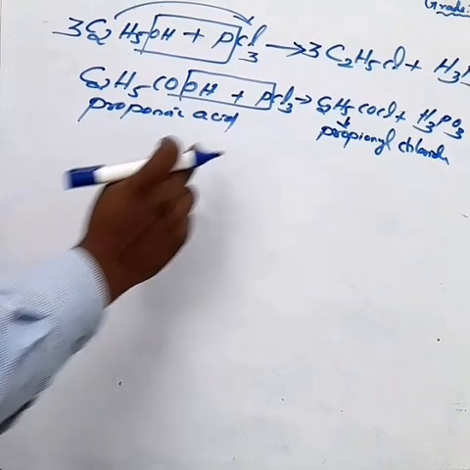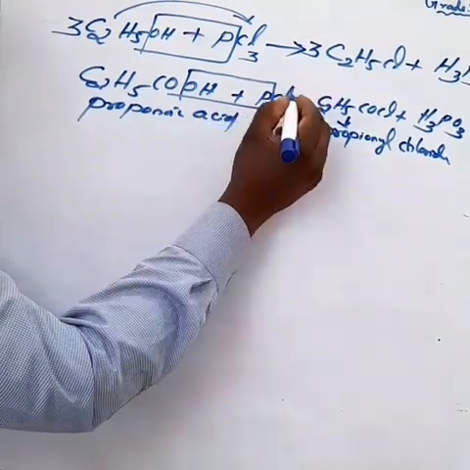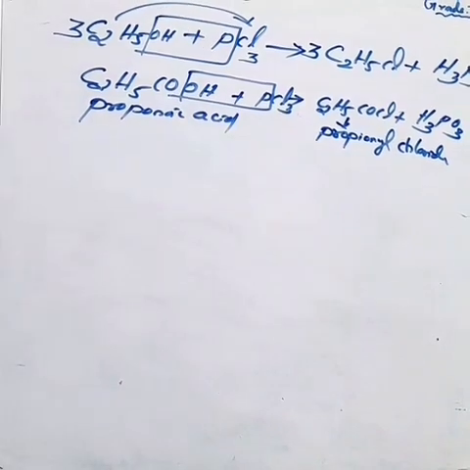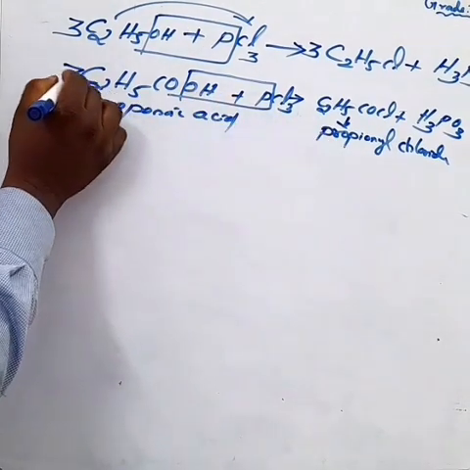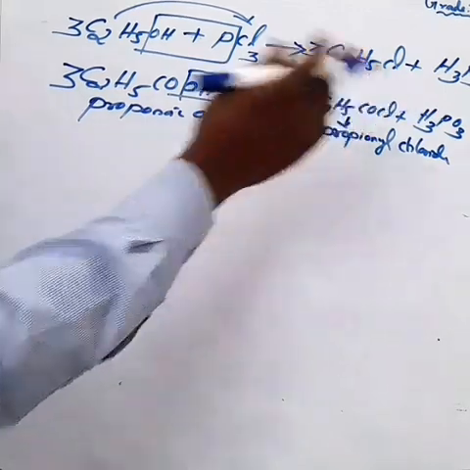So we have to balance the equation. 3 chlorine is balanced. What about the hydrogen? H3PO3, that is also balanced. So make it 3 ethyl. 3 ethyl is also balanced.